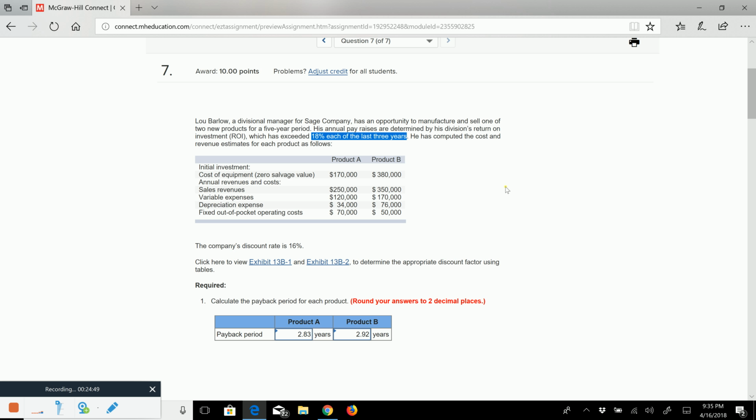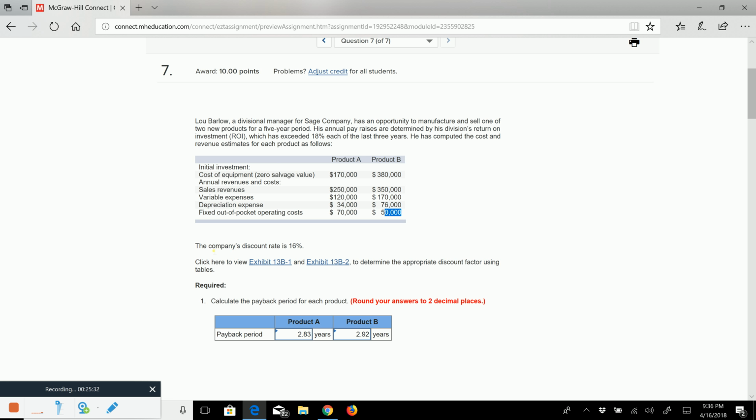Now he's got these 2 potential products to make, product A and product B. Now product A, if I make it, I'm going to have to spend $170,000 up front to buy equipment. If I do, I should be able to generate revenues of $250,000 each year, $120,000 in variable expenses, and $34,000 in depreciation expenses, and another $70,000 in fixed out-of-pocket costs. Product B is a little bit more costly, a lot more costly, $380,000, but it will generate more sales revenue, $350,000, and there'll be more variable expenses and depreciation, a little bit less in the out-of-pocket costs.